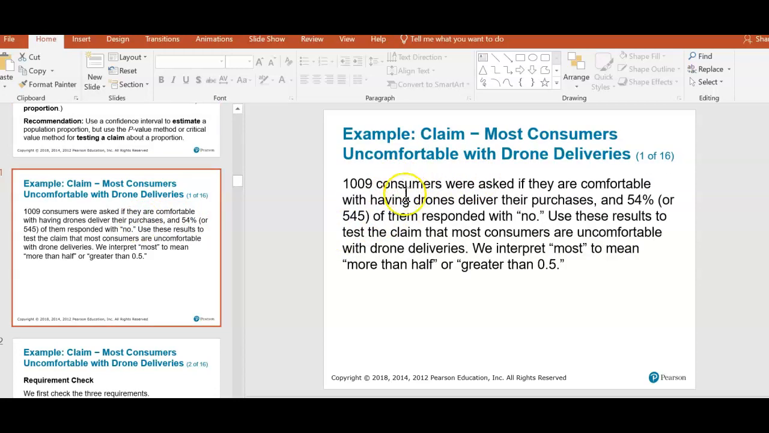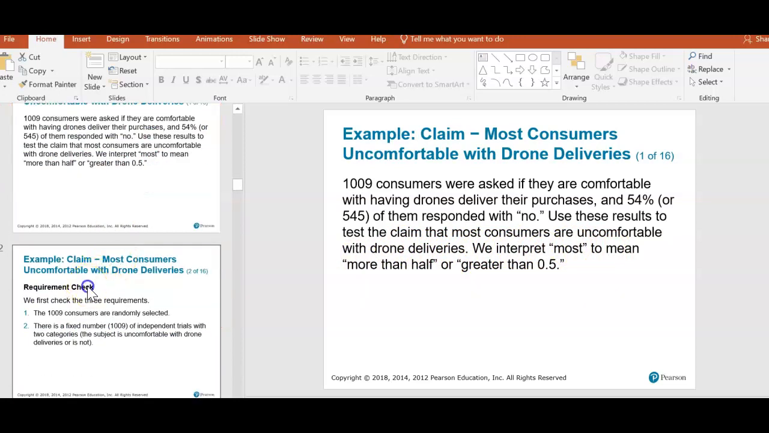Claim: most consumers are uncomfortable with drone deliveries. 1,009 consumers were asked if they are comfortable with having drones deliver their purchases. 54%, or 545 of them, responded with no. Use these results to test the claim that most consumers are uncomfortable with drone deliveries. We interpret most to mean more than half, or greater than 0.5.